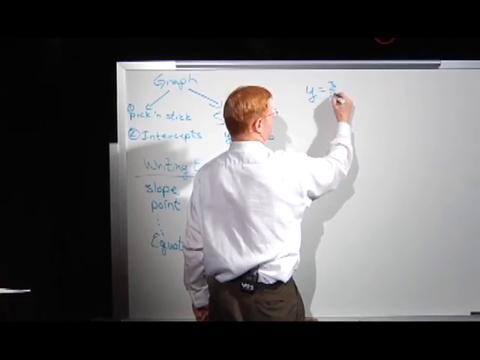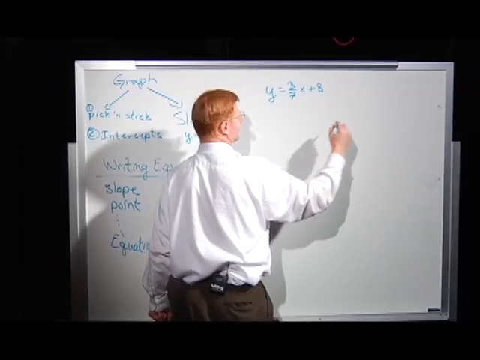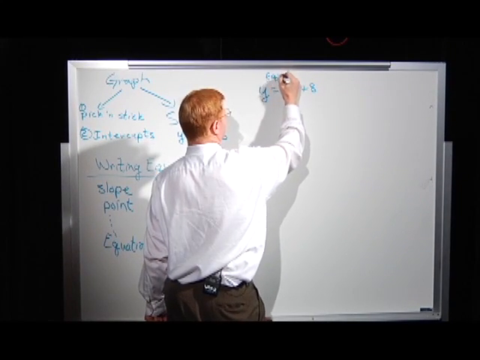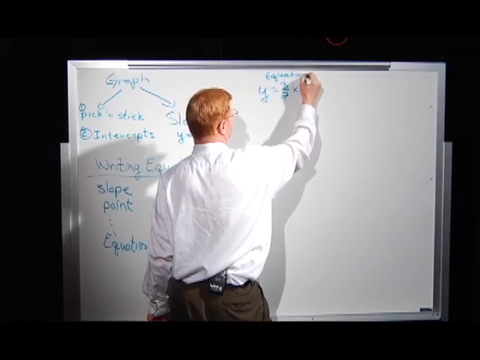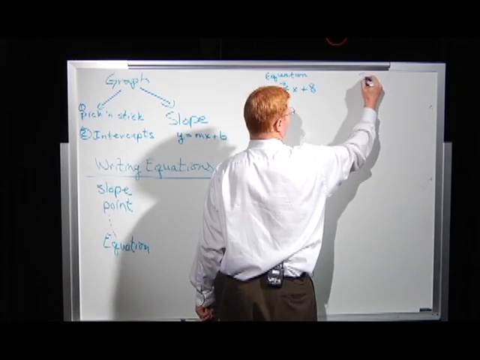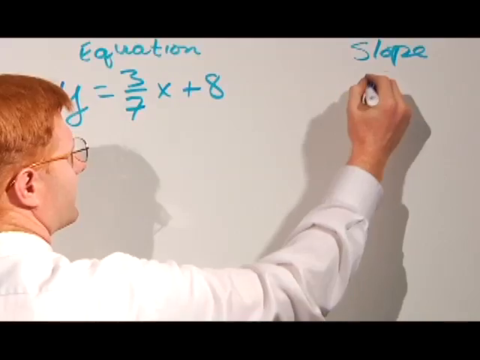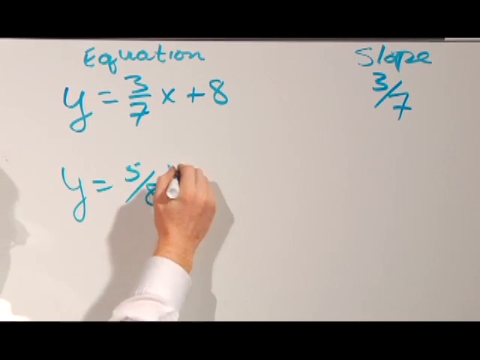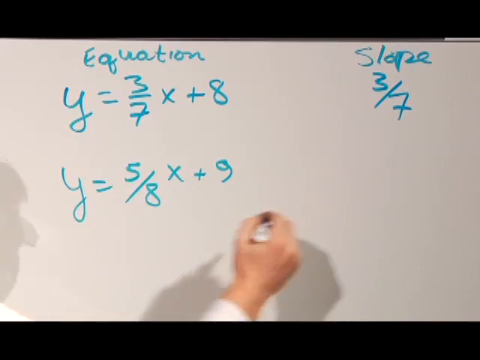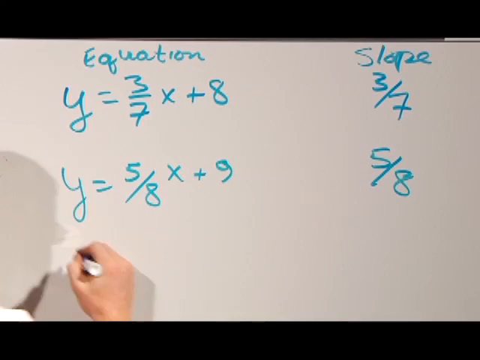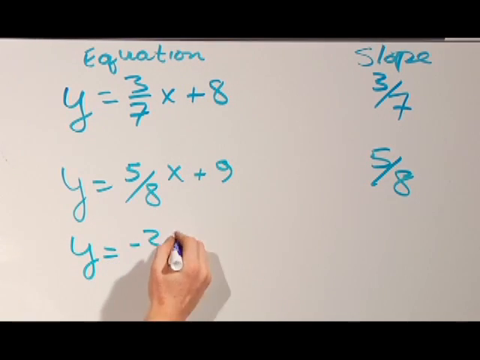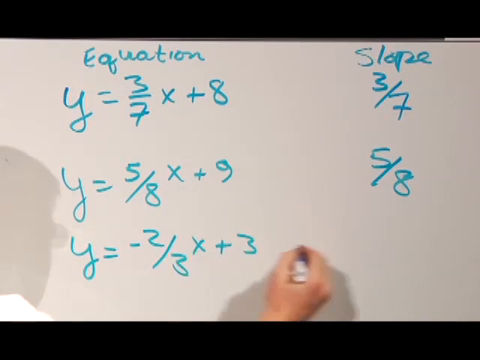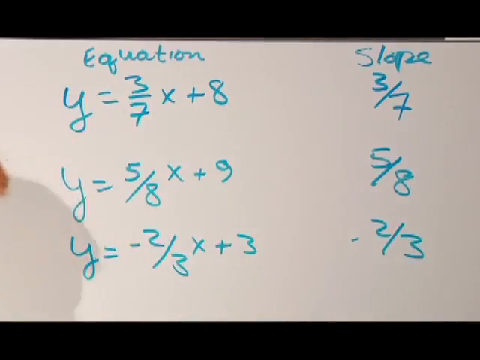Y equals 3/7 x plus 8. Here's an equation. Tell me what the slope is. Well, they'll say, oh, it's 3/7. Y equals 5/8 x plus 9. Slope is 5/8. Y equals negative 2/3 x plus 3. Negative 2/3. About this time, they'll start to get bored.